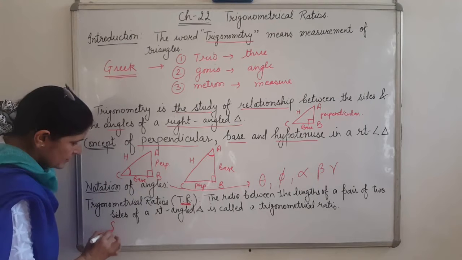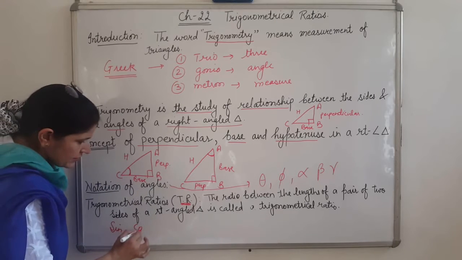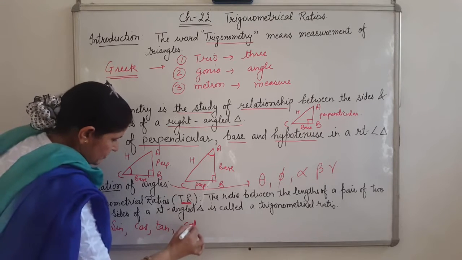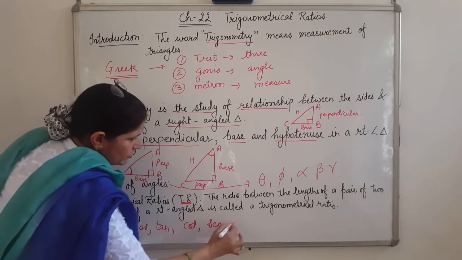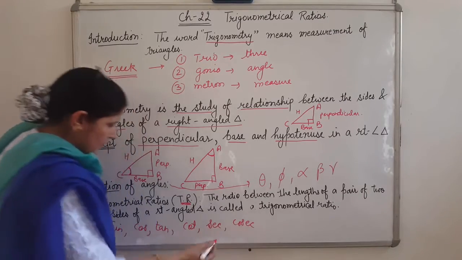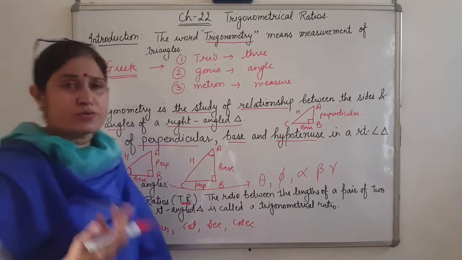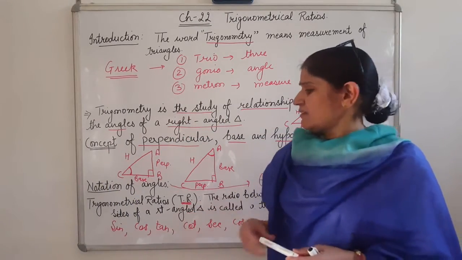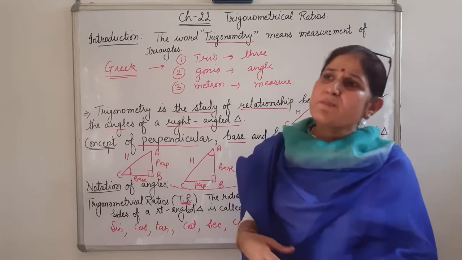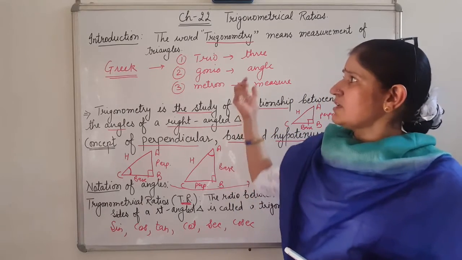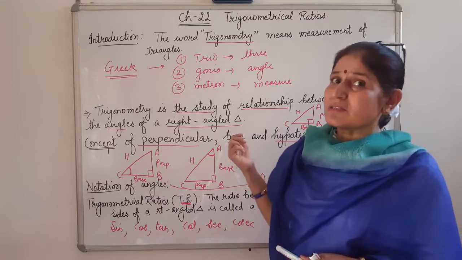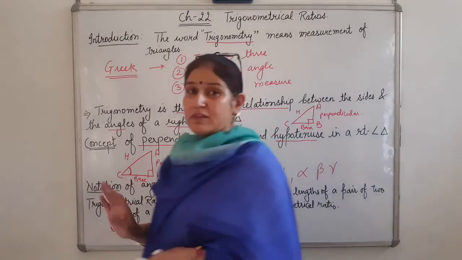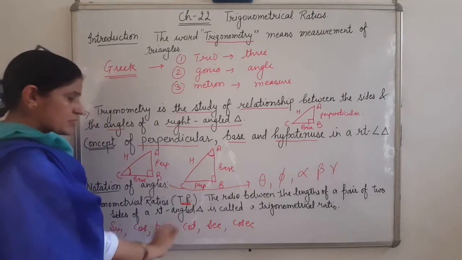So 3 sides give us 6 types of ratios, and we write them as sine, cos, tangent, cot, sec and cosec. These 6 words, you may have doubt in mind where these words come from and what is the meaning of these words. These words don't have any meaning. Whoever person derived this trigonometrical ratio concept, that person has given these names. So don't go with the meaning of these words. You have to just learn these.